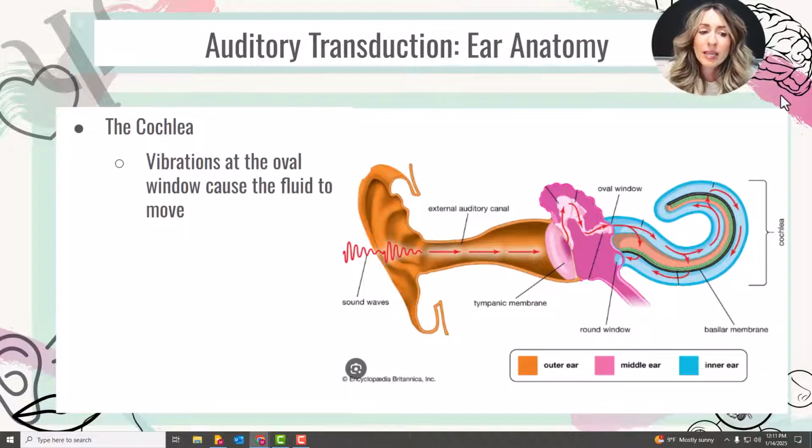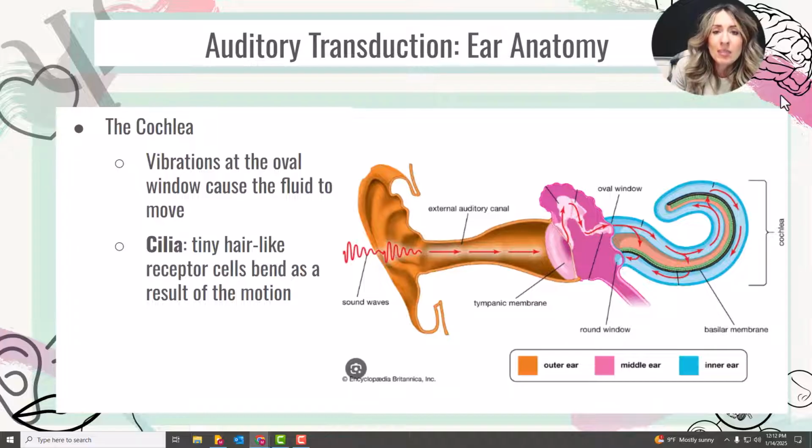So the cochlea, like I said, gets the vibrations from the ossicles and the eardrum. So the sound goes in, it vibrates the tympanic membrane, the eardrum, vibrates those ossicles, and then those ossicles send the vibration to the oval window, which is where the vibration forces fluid inside the cochlea to move. And that movement of the fluid inside the cochlea then stimulates these little teeny tiny hair-like receptor cells.